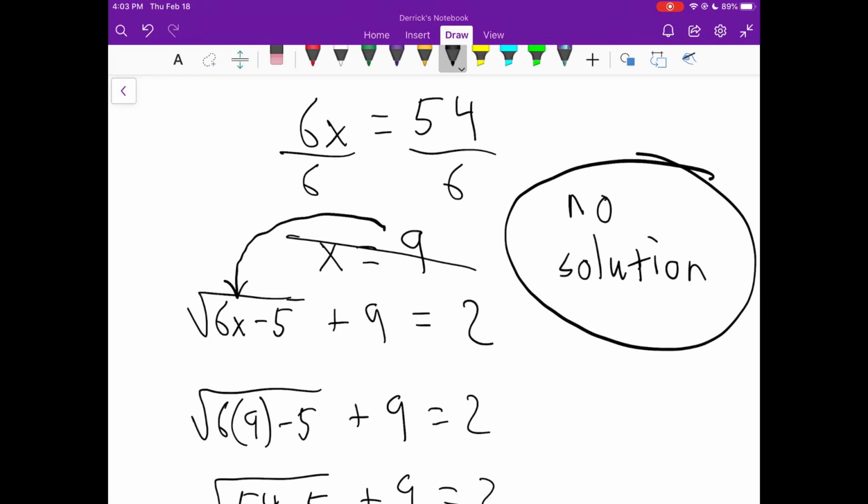This is why you have to check your answer every time you're solving a radical equation, just in case, because you never know.